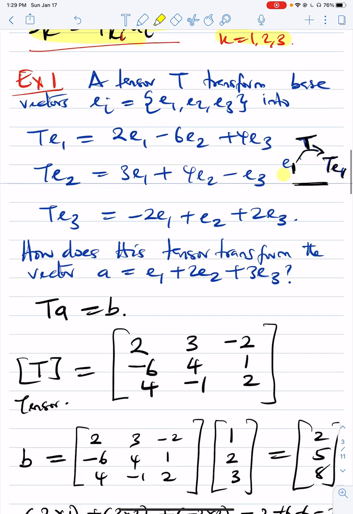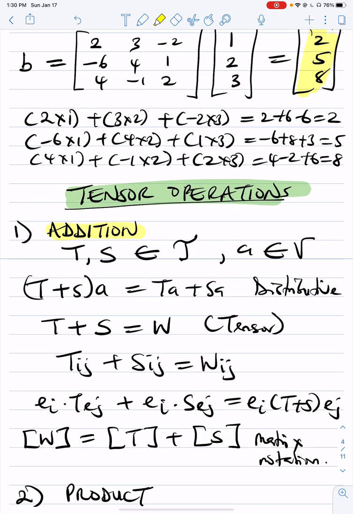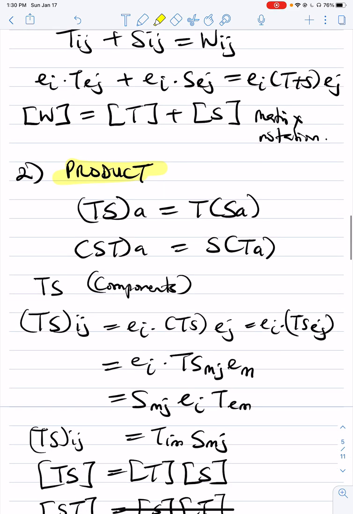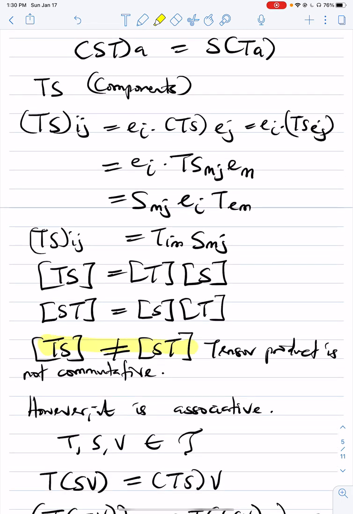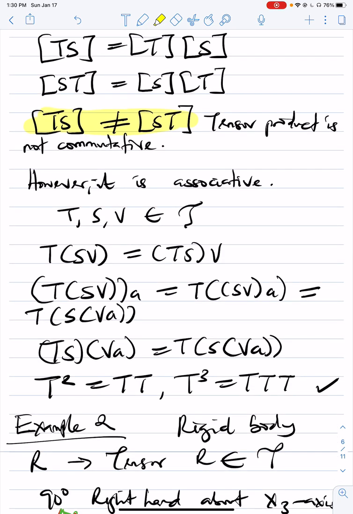Then we did an example of transformation. We transformed Ei to TEi, right? By finding the transformation tensor, or linear transformation, which is T. Then we went a step further by applying T to another vector to get B, which we got here as this. Then we discussed the tensor operations, the addition, which is distributive, the product as well too. And we were able to prove by the example that it's not commutative but it's associative. And we have different expressions that show that.